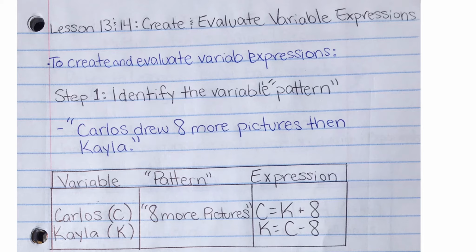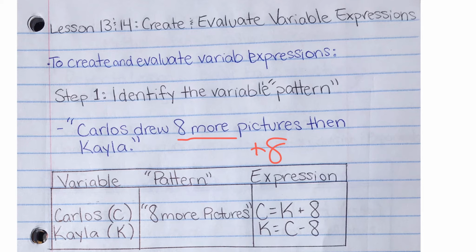Anyway, we see in this example of Carlos drew 8 more pictures than Kayla that we have a pattern of 8 more. Okay, 8 more is our pattern, and we know that we can represent that with a plus 8. So if we split this word problem into the 3 categories, we've got the variable, the pattern, and the expression. For the variable, we're referring to our 2 characters, Carlos and Kayla. Carlos we're going to represent with a C. Kayla we're going to represent with a K. Our pattern here is 8 more pictures.